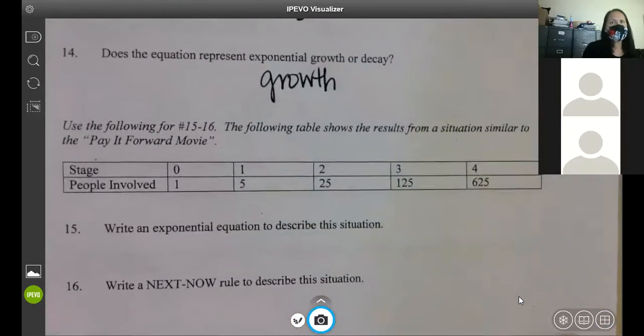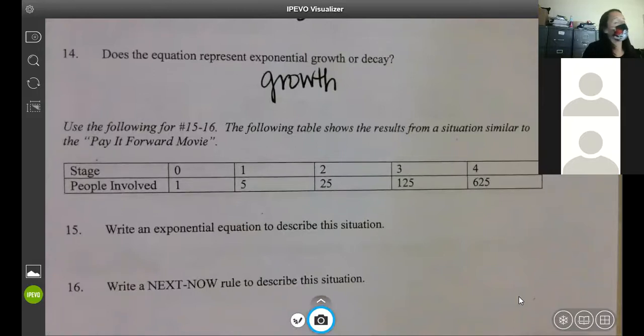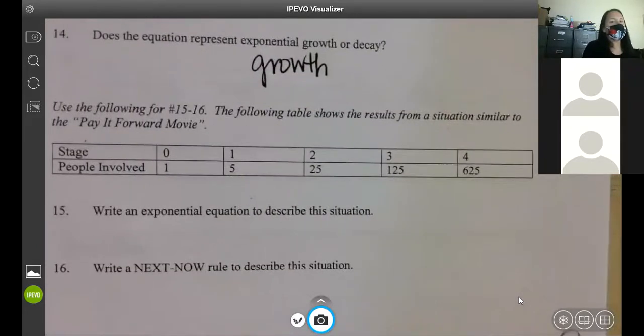All right, so then it says the following table shows the results from a situation similar to the Pay It Forward movie. Typically, if we're in class, we watch the Pay It Forward movie. That might be something that we can do soon. I don't know. I have to talk to Ms. Burkhardt. Write an exponential equation to describe the situation.